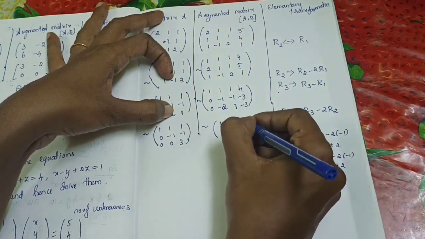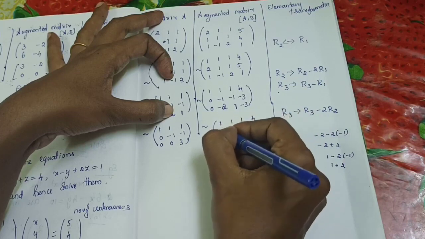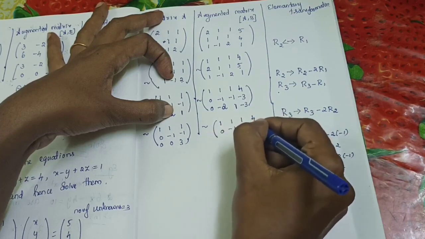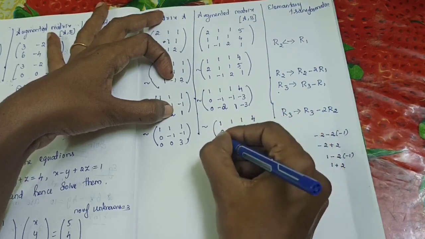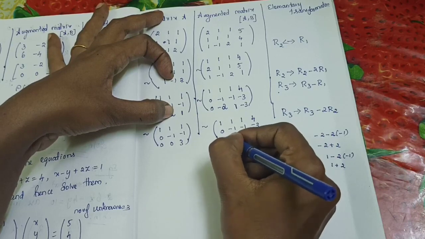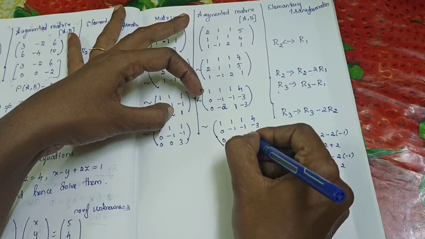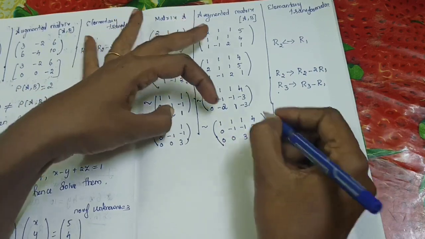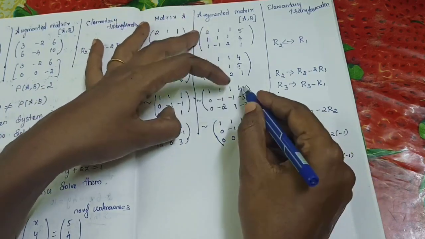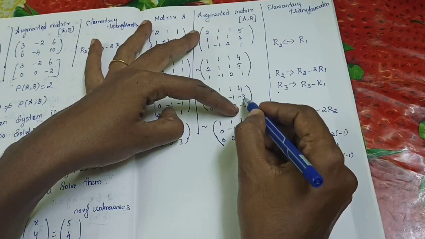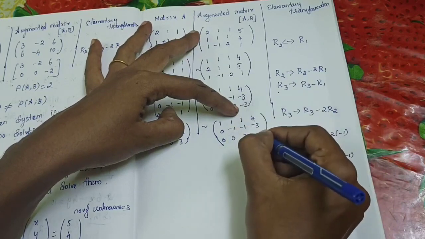1, 1, 1, 4. Then 0, minus 1, minus 1, minus 3. Again the next one 0, 0, 0, 3. Last entry alone, that is minus 3, minus 3, minus 2 into 3. That is, you will get as 3.